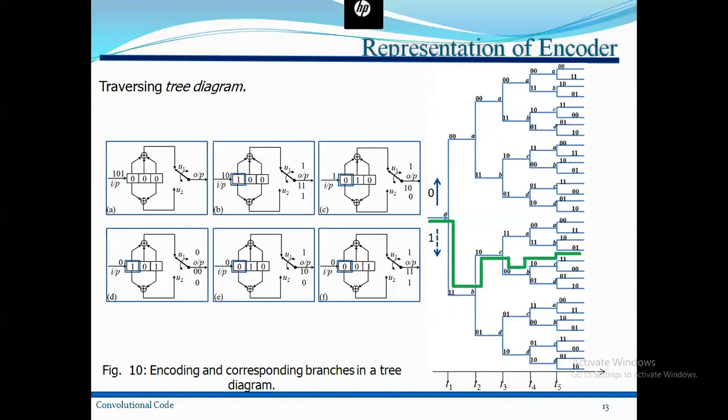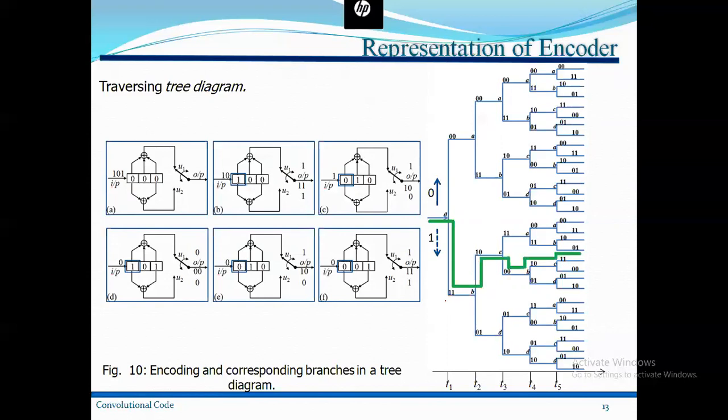The corresponding output will be represented by the branch. The first time we get 1, we will get 11. The second time we get 0, we will get output 10. Similarly, the next time we get 1, we will get output 00. And for the next two zeros, we will get the output 10 and 11. So we will have the output 11, 10, 00, 10, and 11, which is represented by the tree diagram.